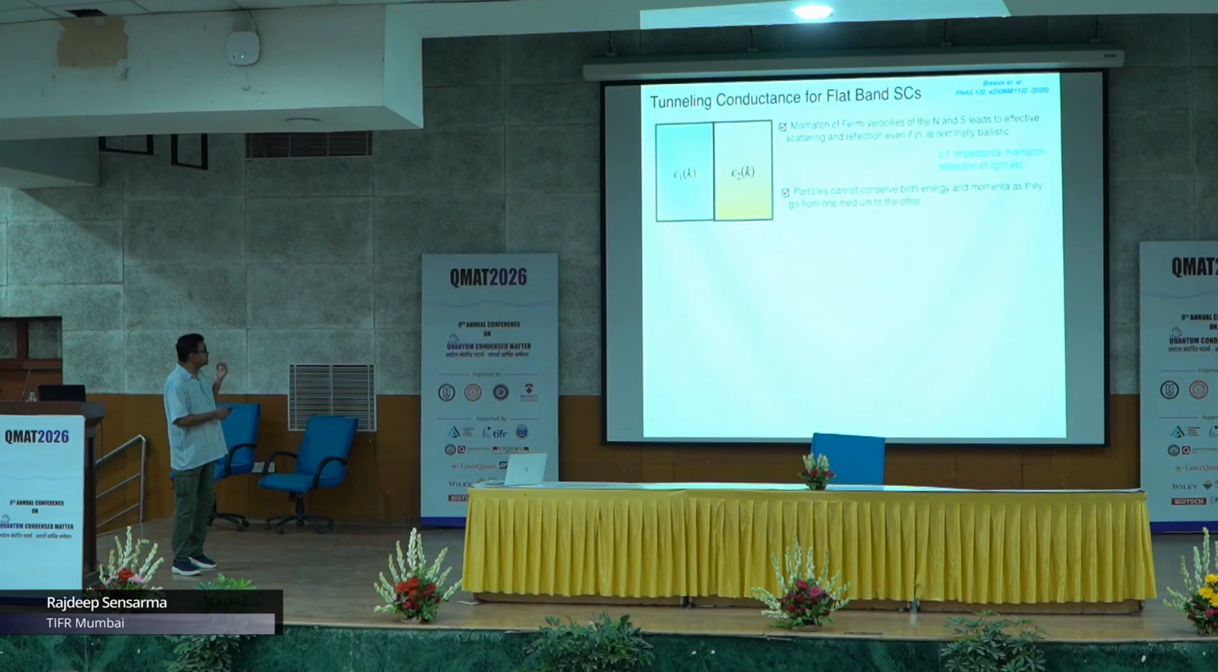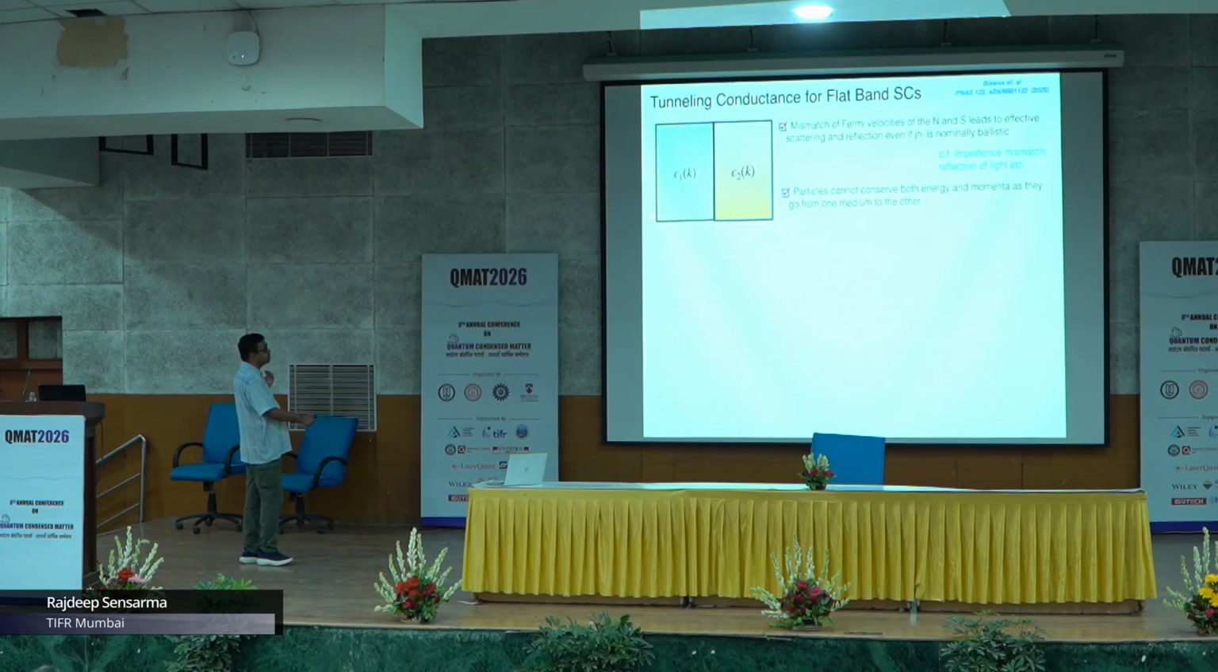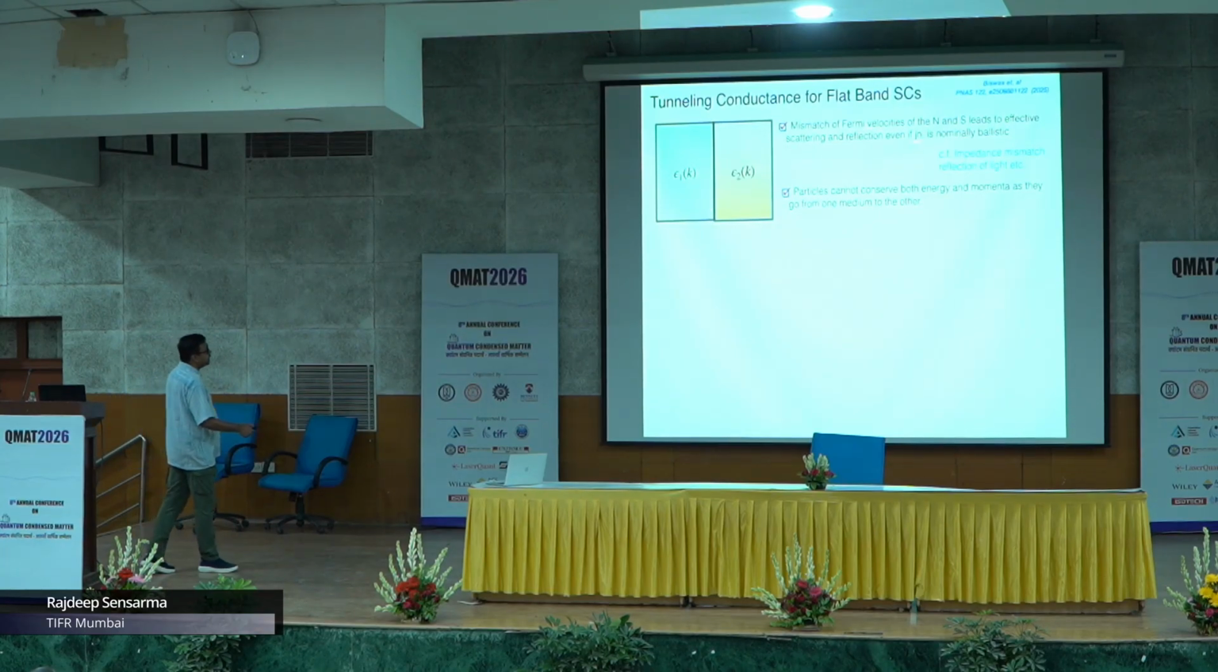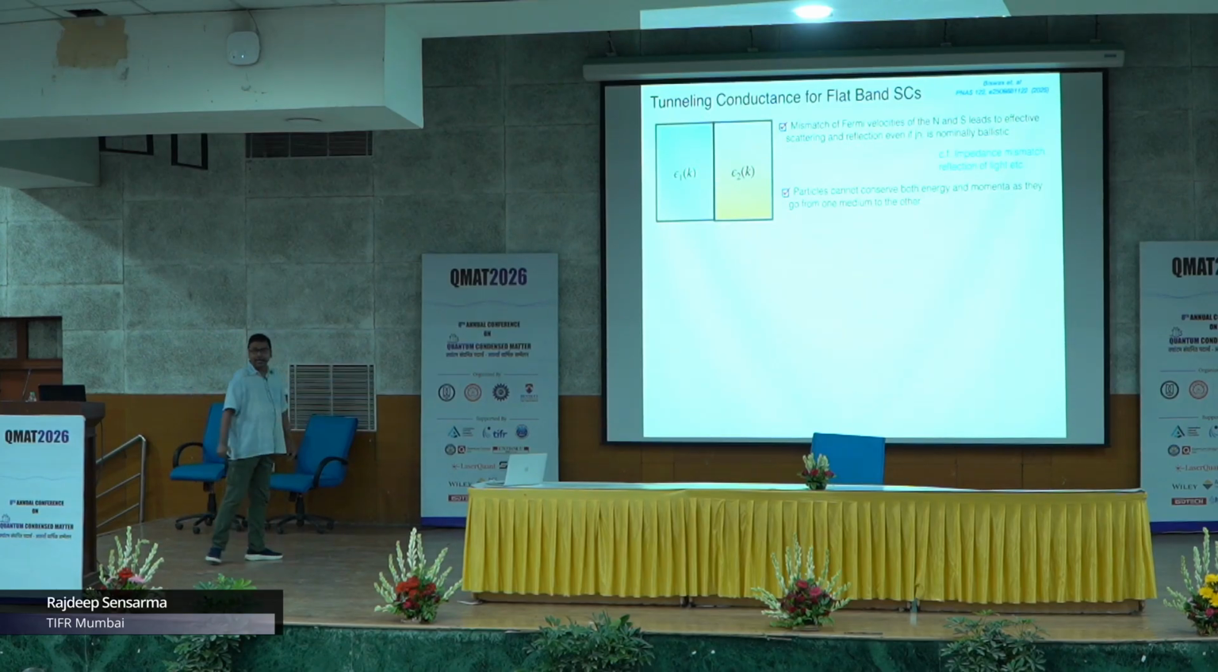Okay. Then there's a second thing that is actually known from BTK's time, and it's kind of simple if you think about it. If you have two different normal state dispersions, for example, if the Fermi velocities of the two underlying metals are mismatched, this leads to an effective scattering between the two. So even if I put a barrier which has no reflection, no scattering potential, there will be an effective scattering. You can think of it as an impedance mismatch. You can think of how reflection of light occurs, etc.